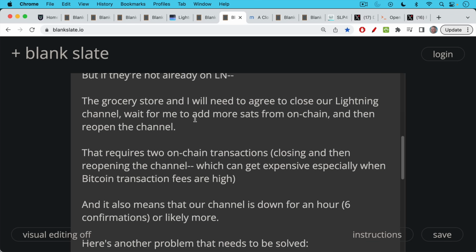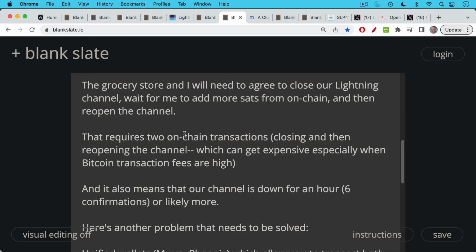Now that requires two on-chain transactions, closing the channel and then reopening the channel. And this can get quite expensive, especially when Bitcoin transaction fees are high, as they have been for much of 2023. And it also means that our channel with the grocery store is down for an hour. Six confirmations is usually, I believe, what you have to wait for the Bitcoin to be locked up permanently on the Bitcoin on-chain and then be able to use it in your Lightning channel.